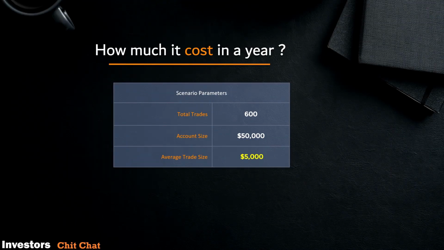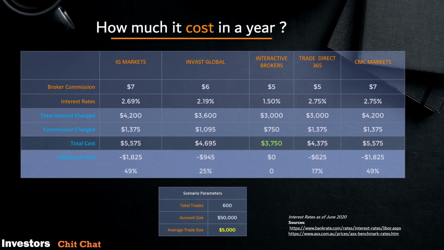Basically, with all this information, we need to know how much it costs to trade with each of these brokers. I have done my calculation using two scenarios, one where the average trade size is kept at $5,000 and the other where the average trade size is kept at $15,000. For the sake of simplicity, let's assume that we are fully invested throughout the year. As you can see from the list below, the breakdown of charges of each of those brokers and also who is the cheapest of all the brokers. And it stands out that Interactive Brokers is the cheapest of all the brokers.